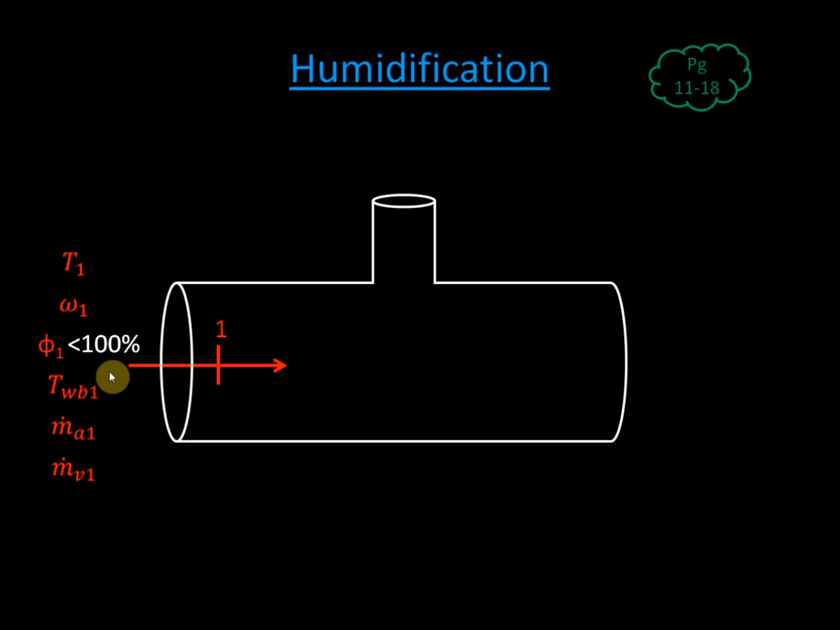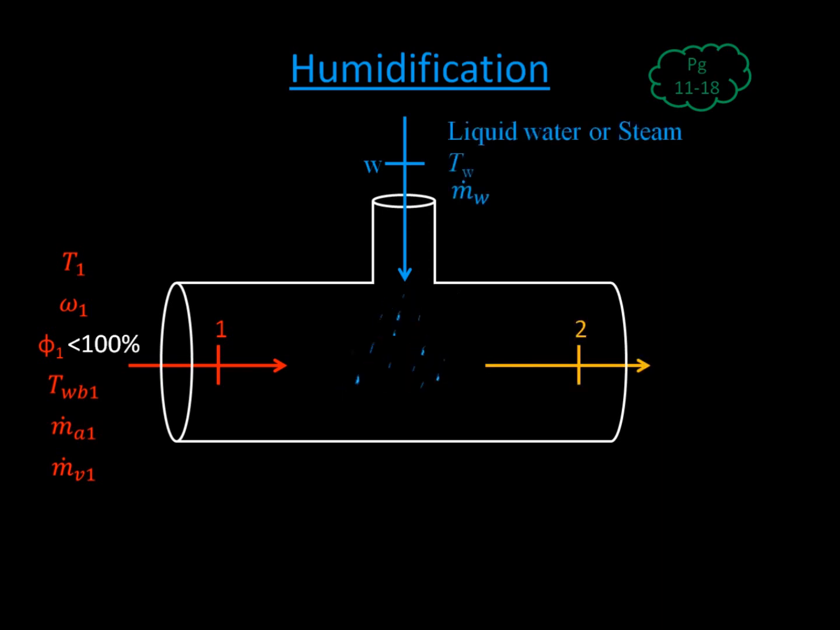Just as in our bucket explanation in the previous slide, I can't add any more humidity if the bucket's already full. So there has to be room left in the bucket in order to add humidity to the air. So now at state 1, with subscript W, I am injecting some type of liquid water or steam at some temperature and some mass flow rate.